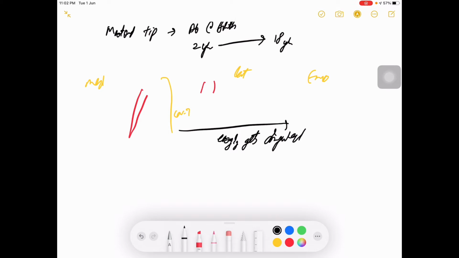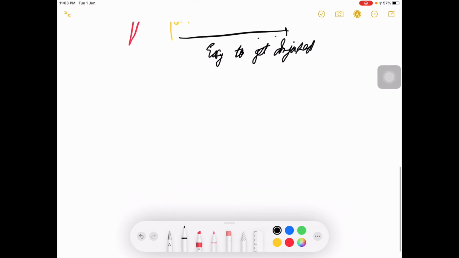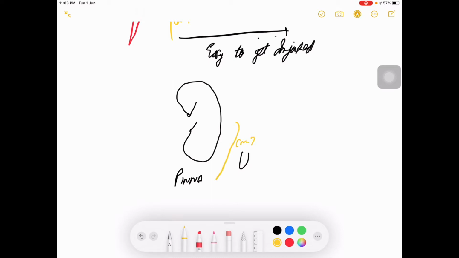Easily gets injured. Let me write properly for you guys. Easy to get injured, because it is not protected by the mastoid tip. Hence, when we are performing any surgeries, this is your ear or external ear, the pinna. Behind this we have your mastoid, and over here we have your CN7. This is a rough diagram that I'm showing.